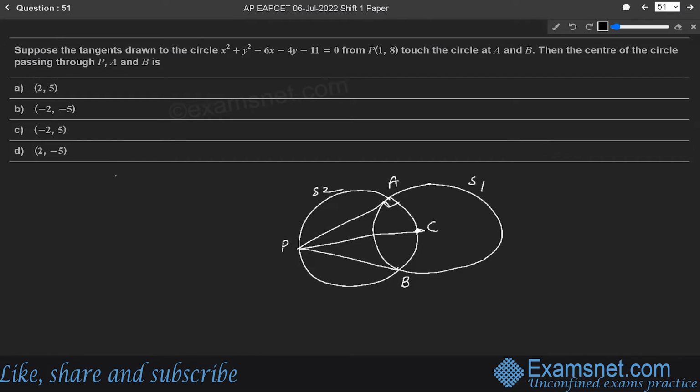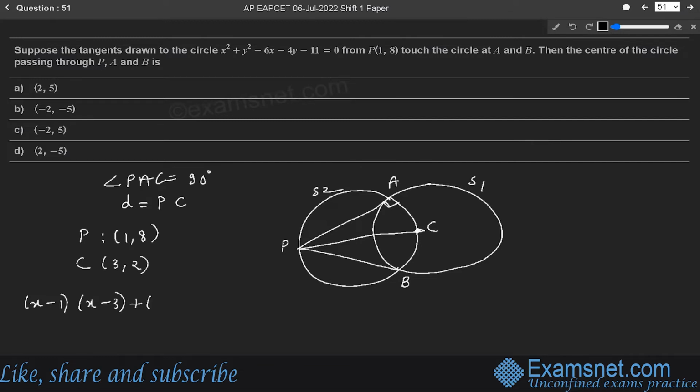We know that angle PAC will be equal to 90 degrees and here the diameter is PC. So the diameter is PC and we have point P which is (1, 8) and C which is (3, 2). Therefore, the equation will be (x minus 1) into (x minus 3) plus (y minus 8) into (y minus 2) is equal to 0.